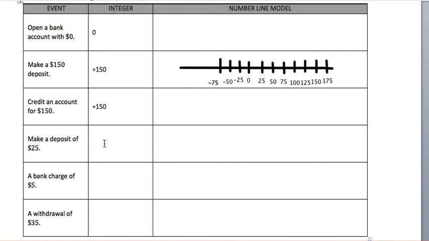The next event was to make a deposit of $25. Again, a deposit is a positive event. It increases your bank account. And in this case, now you will increase on your number line from the 150 that Tim initially had. He's making another deposit of $25, so that should increase then to 175, and you would draw a number line for each of these events.